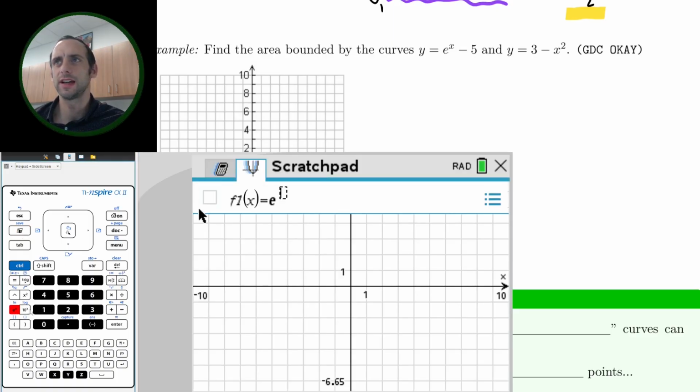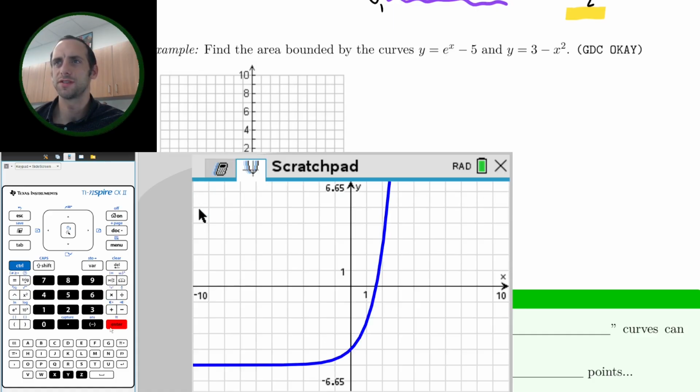So we've got e to the x minus 5. We should know what this looks like. It's an exponential function shifted down 5. Looks like that. We'll hit tab to put in our second graph. 3 minus x squared, that's a parabola that opens down.